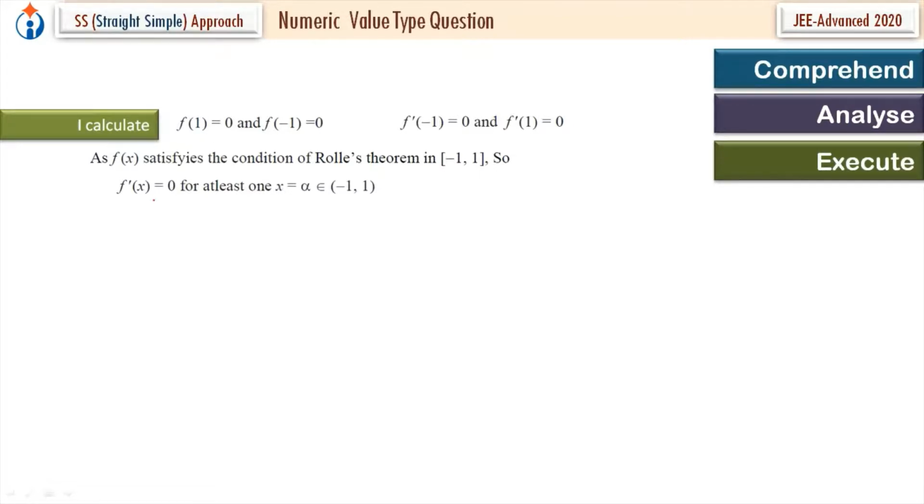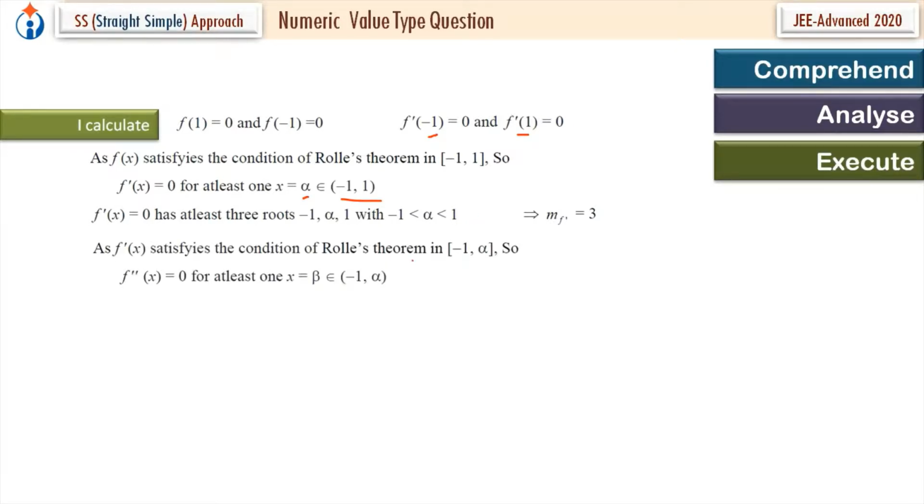So f'(x) equal to 0 for at least one x equal to alpha belonging to the open interval (−1, 1). It means f'(x) equal to 0 has at least 3 roots. Why 3 roots? One is alpha, f'(−1) is also 0, f'(1) is also 0. And the 3 roots are such that alpha is greater than −1 and less than 1, in between −1 and 1. So m_f' is equal to 3.